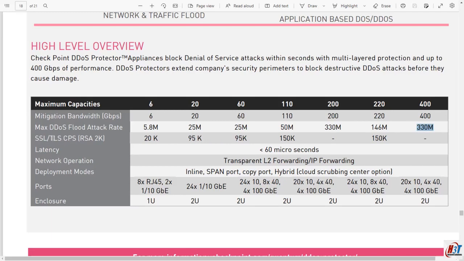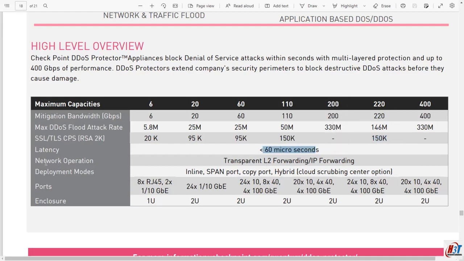Now on the SSL and TLS, you have 20k on the 6 model, 95k on the 20, and 95 same on the 60 model, and then 110 can handle up to 150k. And this is almost similar, right? So you get 150 here as well as 150 here, I suppose the dash means that, and 220 also 150k. The latency is similar, which is 60 microseconds, less than that.